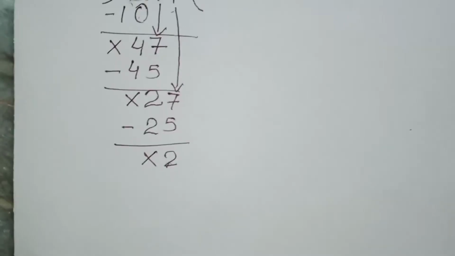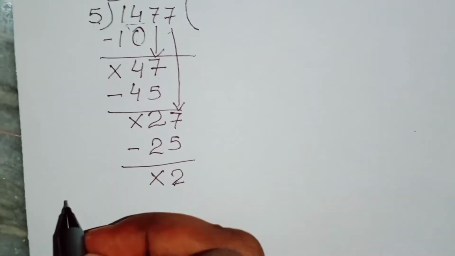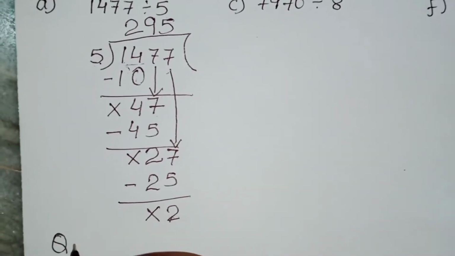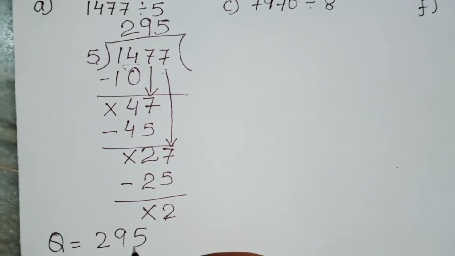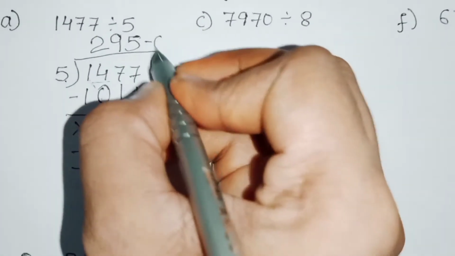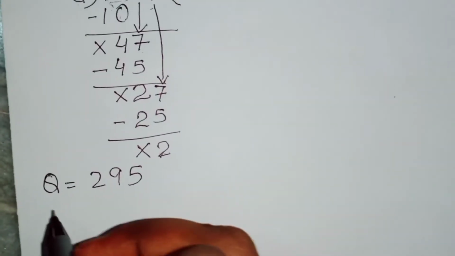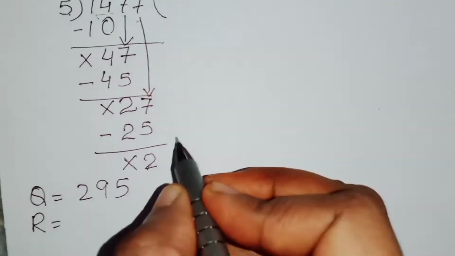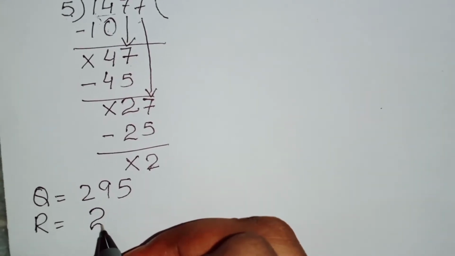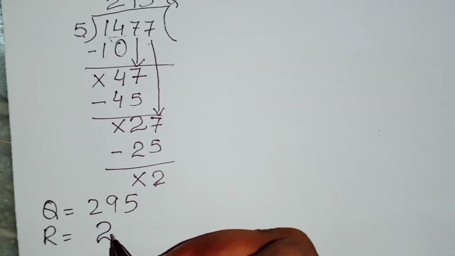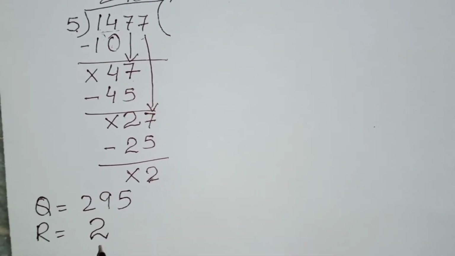So what is the quotient? Let's write here. Q means quotient. Quotient is 295. This one is the quotient. And R means remainder. So what is the remainder? 2. Before this we had got the remainder as 0, so we were not writing it. And here we got the remainder as 2.